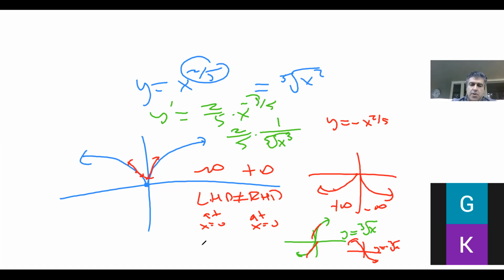If you were to actually do a shortcut rule for that, you have 1/3 times x to the negative 2/3. That's 1/3 times 1 over the cube root of x squared. You can't plug 0 into that. That'd be an issue. That'd be undefined. So that's why it's not differentiable at x equals 0.